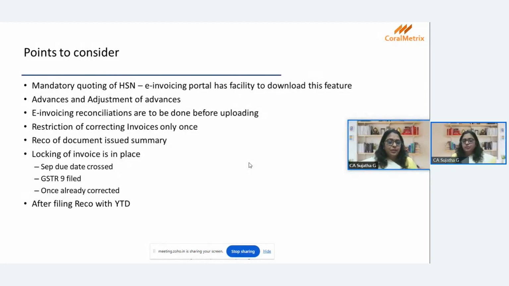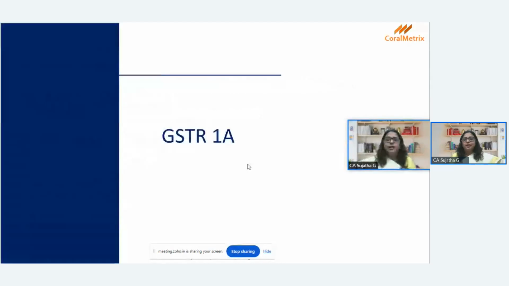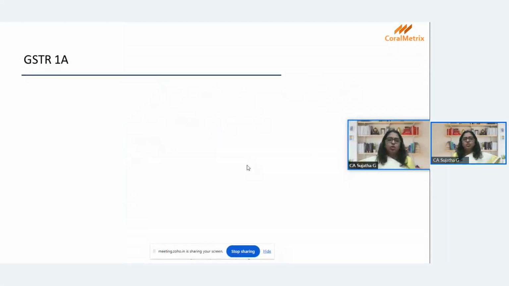That's where the gap exists. Instead of that, whatever you are entering in your books of accounts, same thing. Nowadays, every software, every financial book gives you the option to file your returns directly. So that can be done directly. This is all about GSTR1. Now I'll come to GSTR1A.